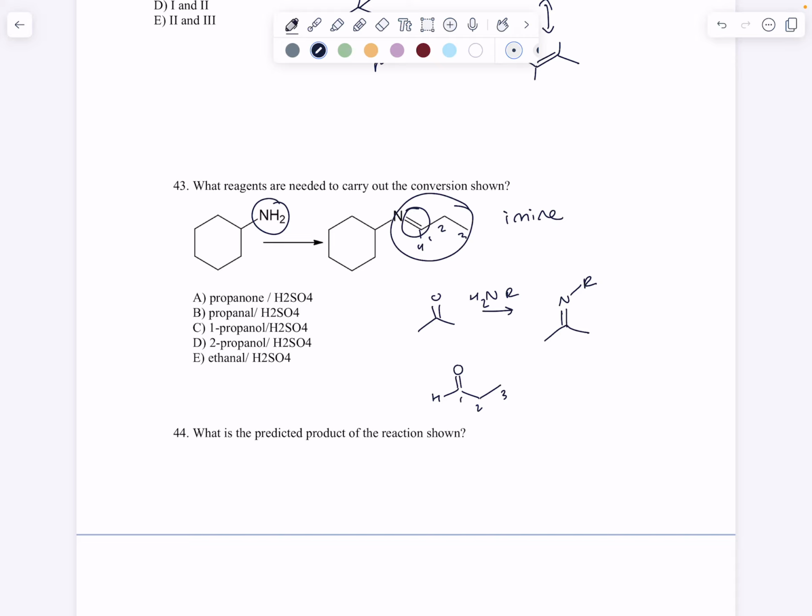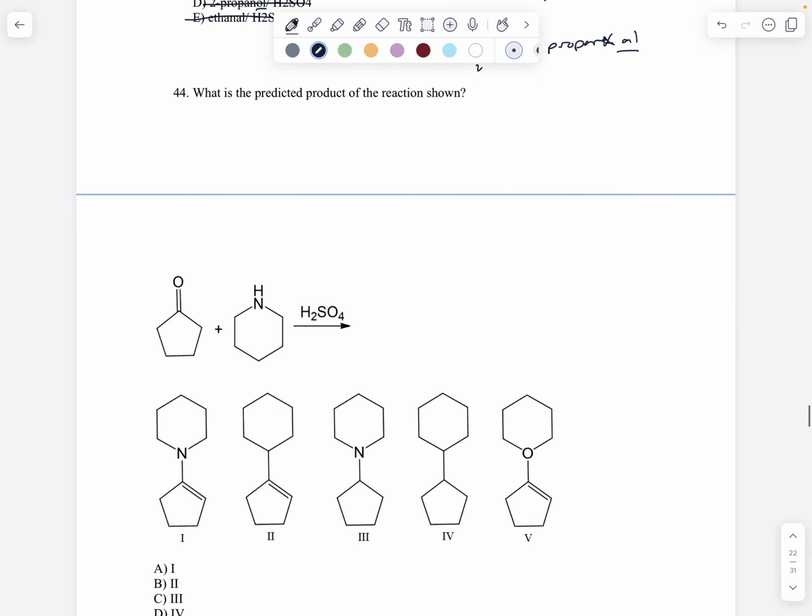But they don't have the structure drawn, they have the name drawn. And so this is propane, because there's 3 carbons, and then we drop the E and add Al for aldehyde, which Al sounds like aldehyde, so I know it's that. So it can't be ethanol because we need 3 carbons. Propanol, those are alcohols, so it's going to be one of these 2. Well, propanone is a ketone, so B is the right answer.